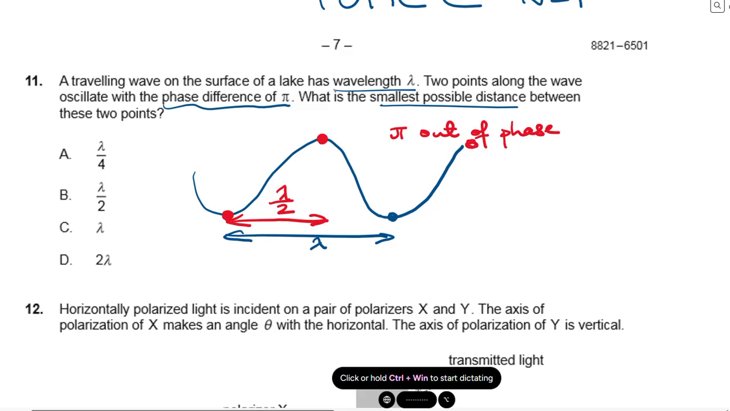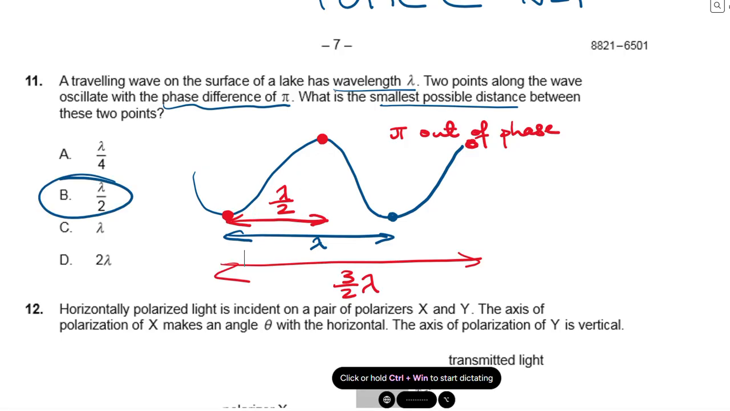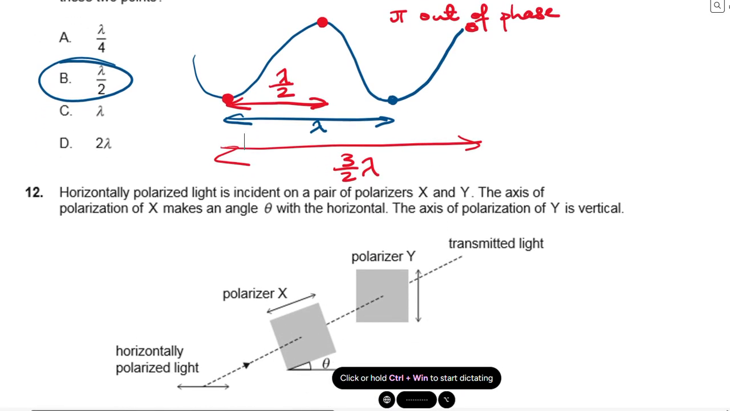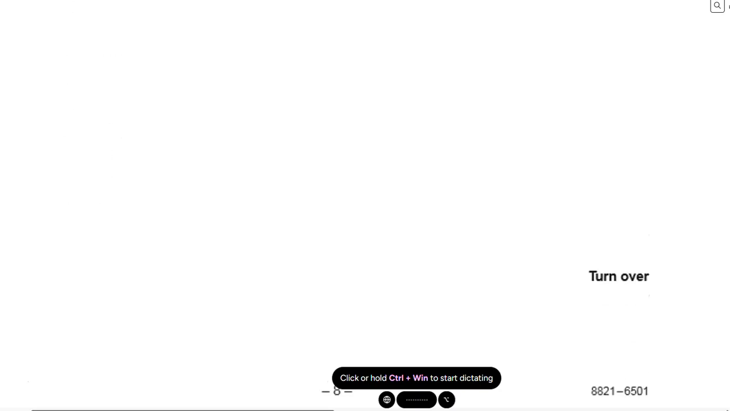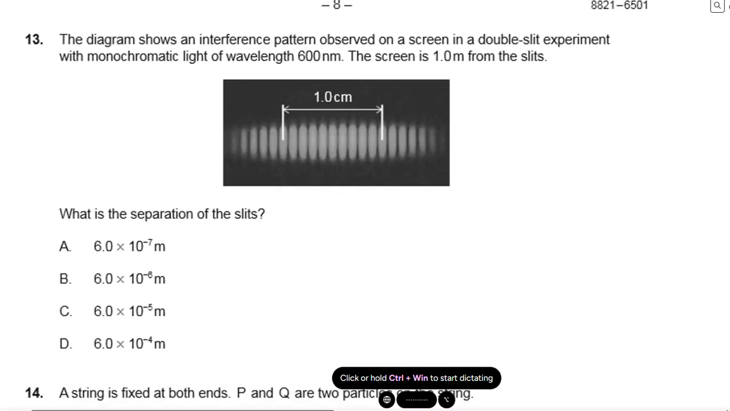Now we could also have 1 here, and this would be what? 3 over 2 lambda, right? And that's also pi out of phase. And so our answer is B, lambda over 2. That's the smallest possible difference. Now, this is polarization. No need to know that for the syllabus. Let's move on to question 13.